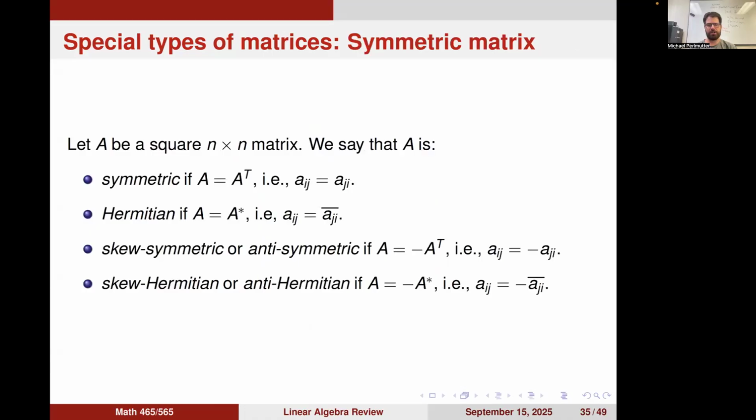Some other useful classes are symmetric matrices. That's when Aij is equal to Aji. Hermitian, also sometimes called conjugate symmetric, means Aij is going to be the complex conjugate of Aji, where again, this star here is denoting the conjugate transpose. And there's also skew symmetric or anti-symmetric if Aij is negative Aji. And then similarly, there's skew Hermitian or anti-Hermitian where Aij is the negative conjugate of Aji.